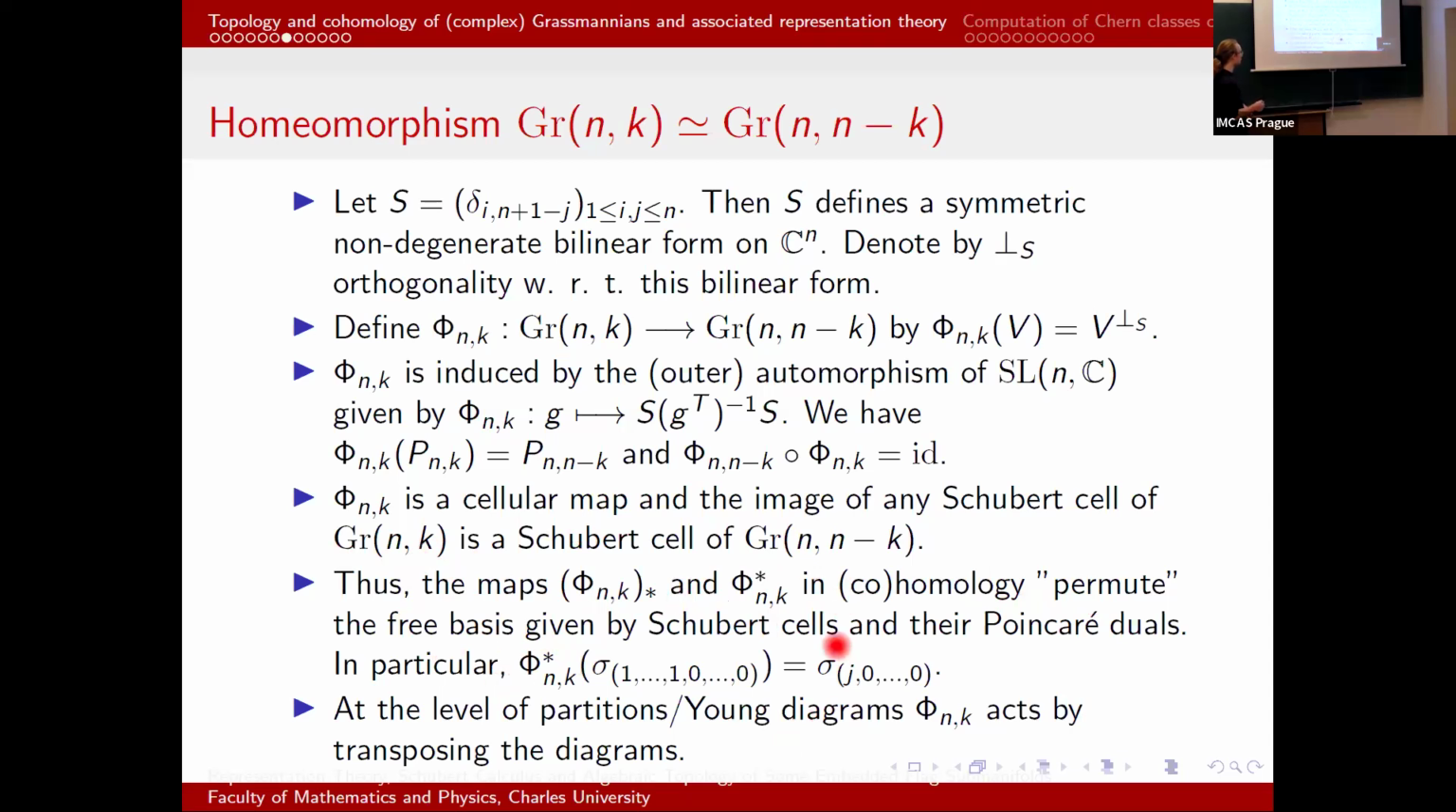So basically, the map PNK in homology and cohomology maps generators to generators, and in particular, this will be important for our computations. It maps the partition whose Young diagram is a column of length J to the partition whose Young diagram is the row of length J. So at the level of partitions or their Young diagrams, PNK acts by transposition of the Young diagrams.